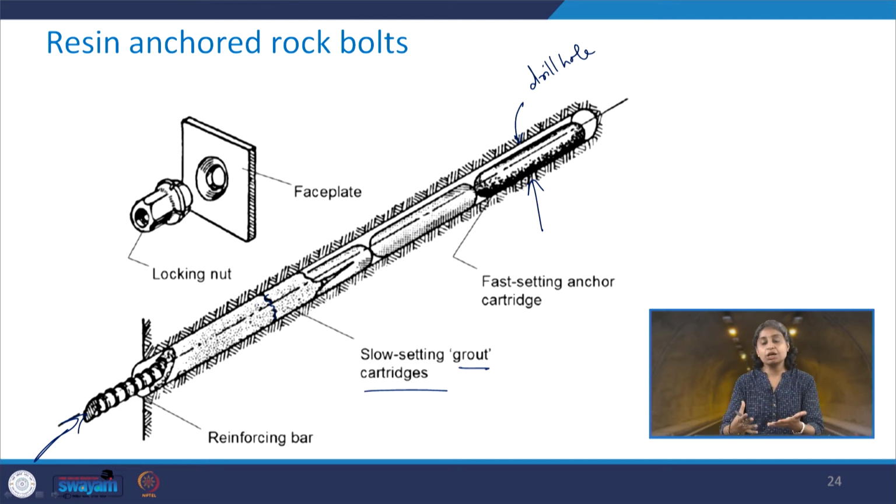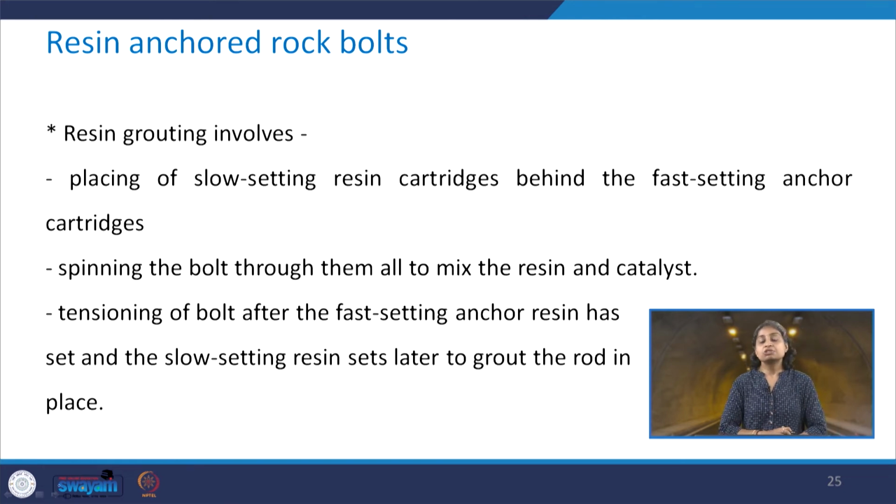So there is a sequence for when we should start mixing the catalyst, because here we have two types of anchor cartridges. One is fast setting, another one is slow setting. Take a look here. So this resin grouting involves the placing of slow setting resin cartridges behind the fast setting anchor cartridges. Spinning the bolt through them all mixes the resin and the catalyst. Then the tensioning of the bolt is to be done.